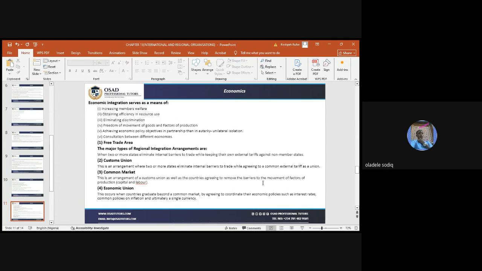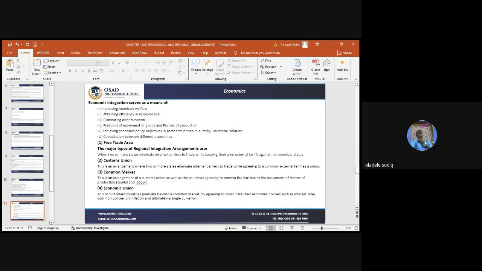So what are the major types of regional integration? Number one, when two or more states eliminate internal barriers to trade while keeping their own external tariffs against non-member states. That is what we classify as free trade areas. Then we also have customs union. What is customs union? Customs union is an arrangement where two or more states eliminate internal barriers to trade while keeping a common external tariff as a union. That we call customs union.